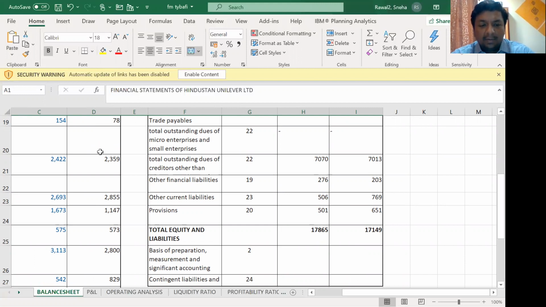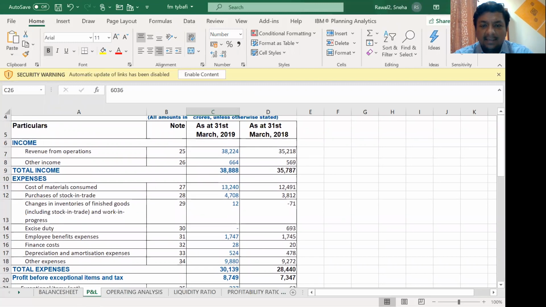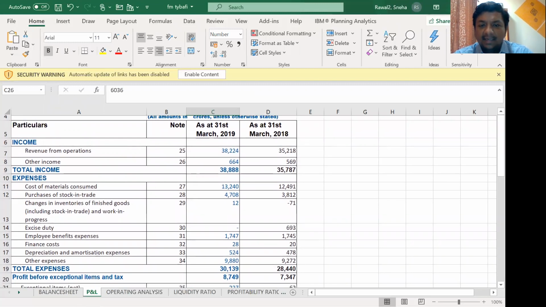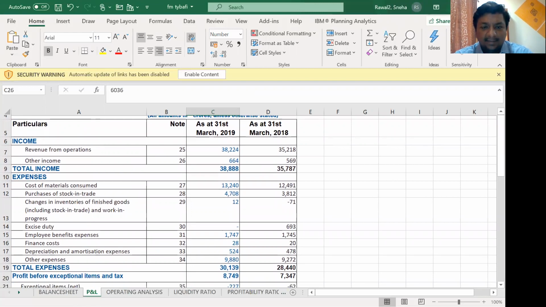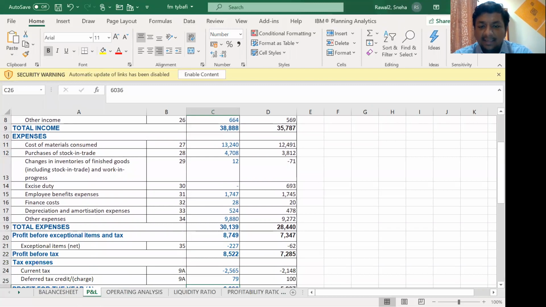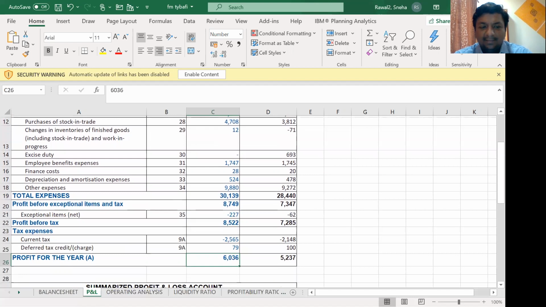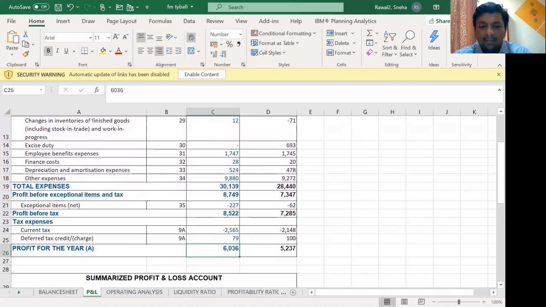Okay, here we go on to the profit and loss account. This is the profit and loss account as on 31st March 2019. The amounts are all stated in crores. Revenues from operations, other incomes, total income is 38,888. Total expenses, that is 30,139 crores. Exceptional items, profit before tax, tax expenses, profit for the year.